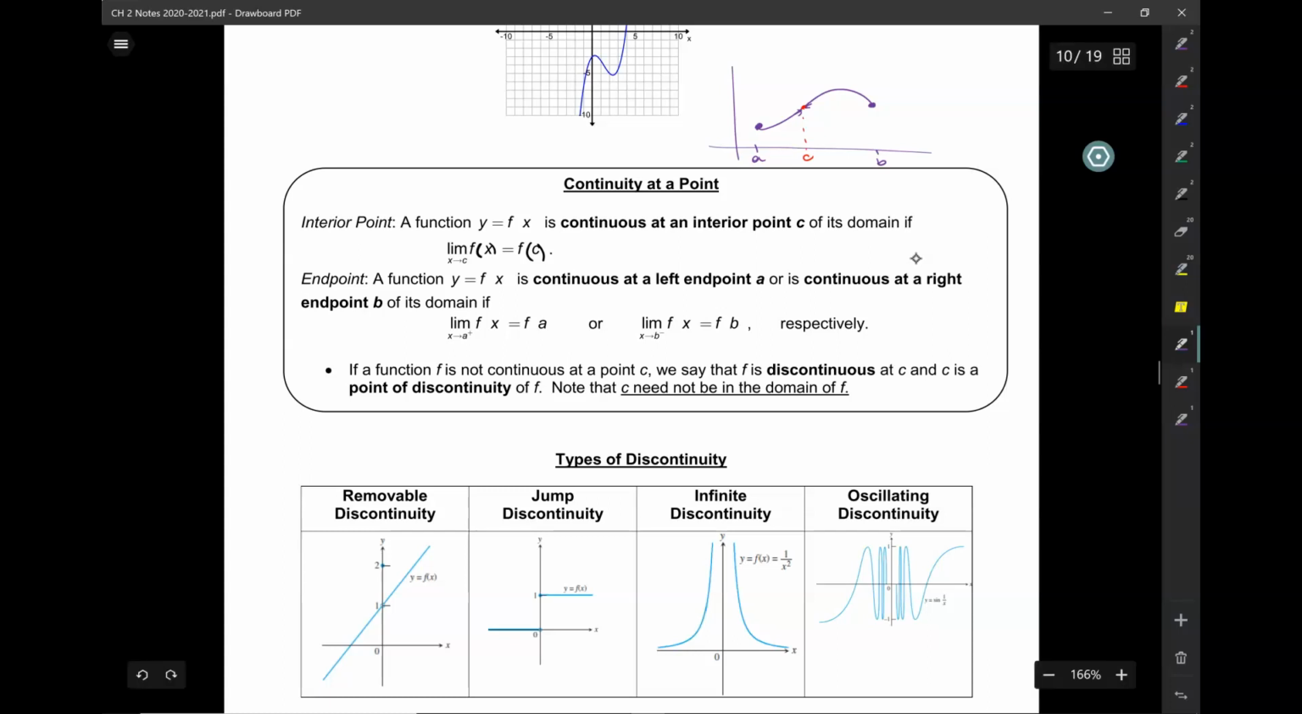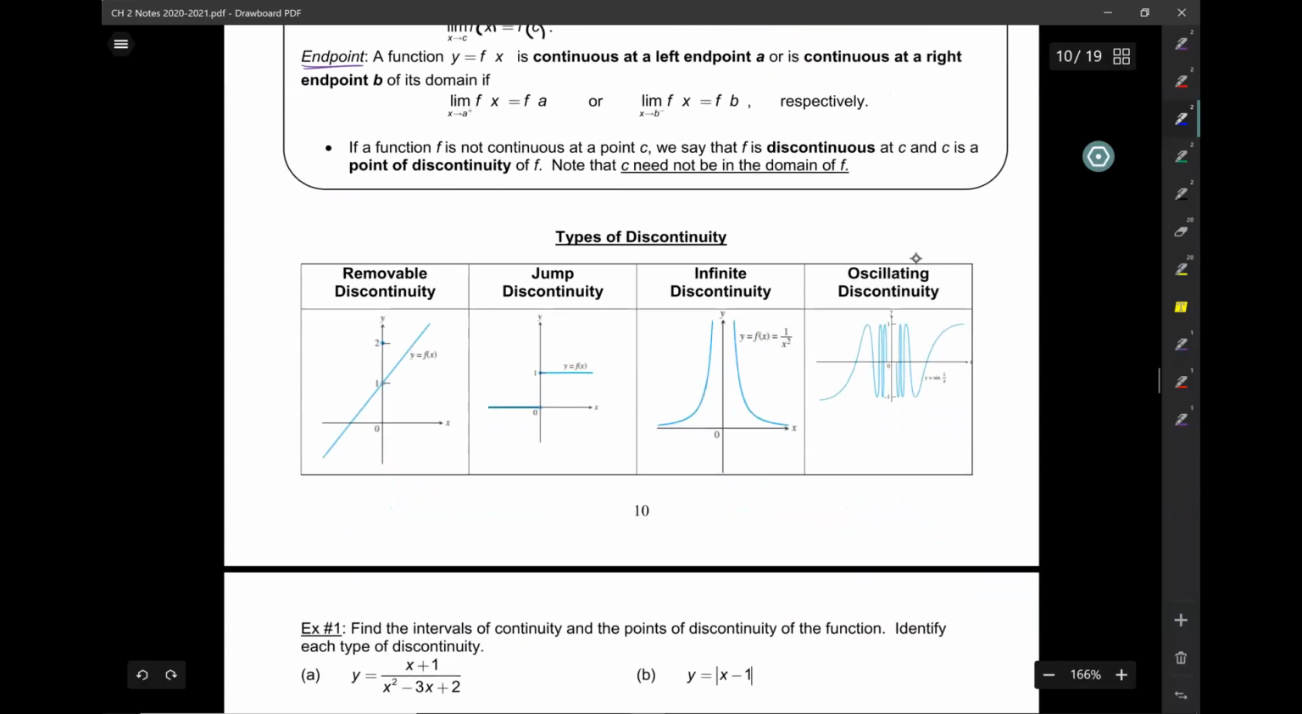But what if we're talking about an endpoint? For example, what if we're talking about point A here? In that case, you still have to make sure that the limit is equal to f of A, but I can't do a two-sided limit. I can only do a one-sided limit. So I have to check that the limit from the right-hand side only equals f of A. And if we're talking about point B here, then make sure that the left-hand limit is equal to f of B. All right, so that's an endpoint.